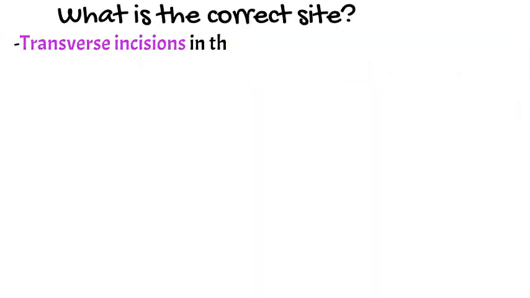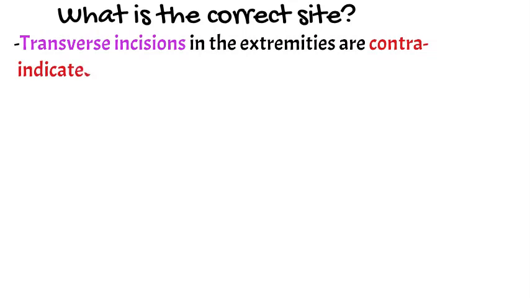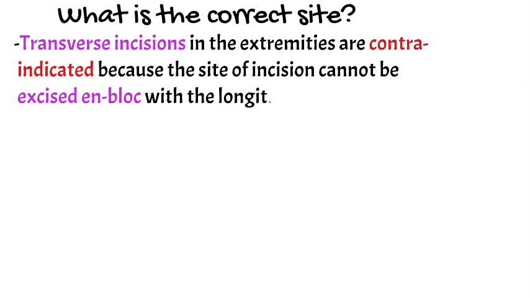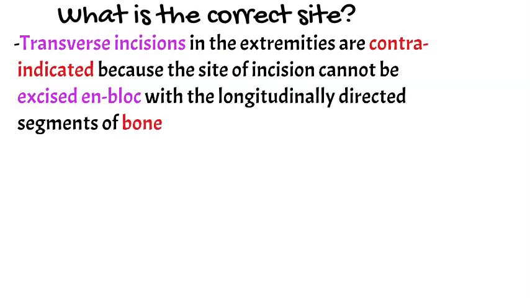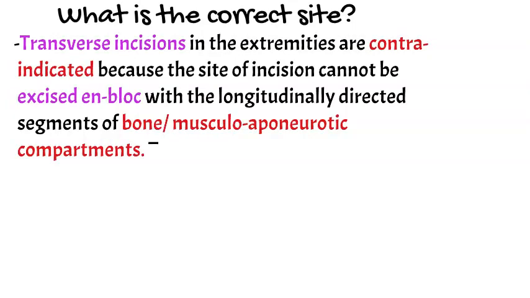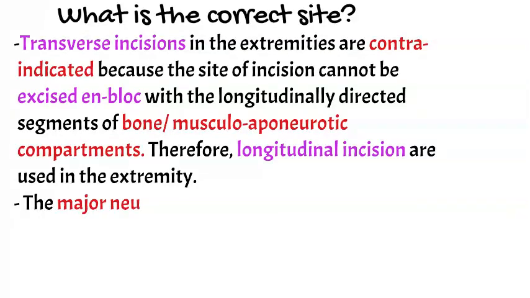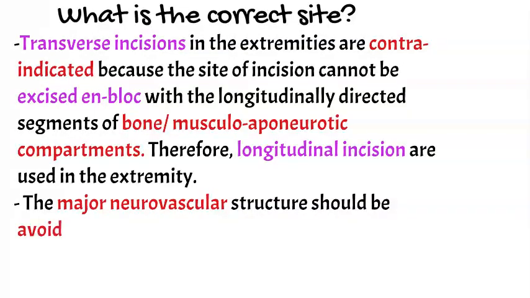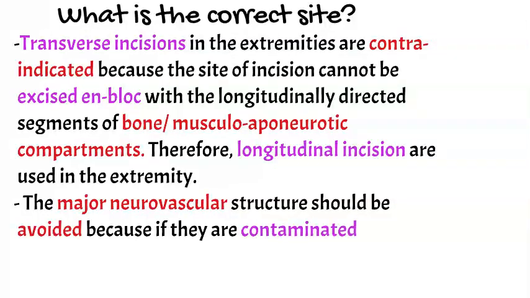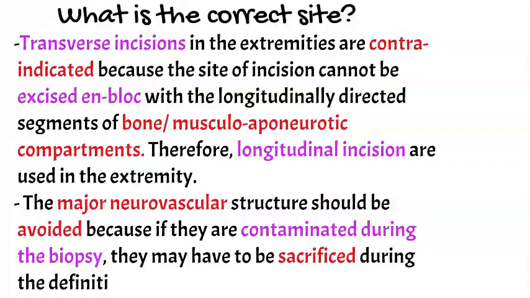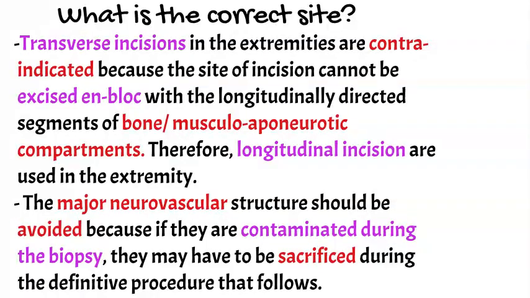Transverse incisions in the extremities are contraindicated because the site of incision cannot be excised en bloc with the longitudinally directed segments of bone or musculo-aponeurotic compartments. Therefore, longitudinal incisions are used in the extremity. The major neurovascular structures should be avoided because if they are contaminated during the biopsy, they may have to be sacrificed during the definitive procedure that follows.